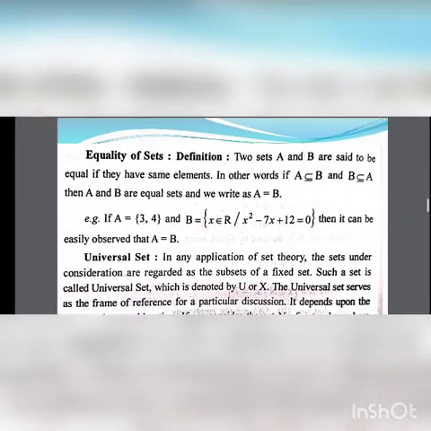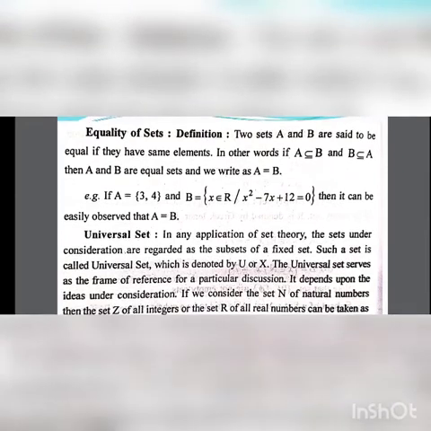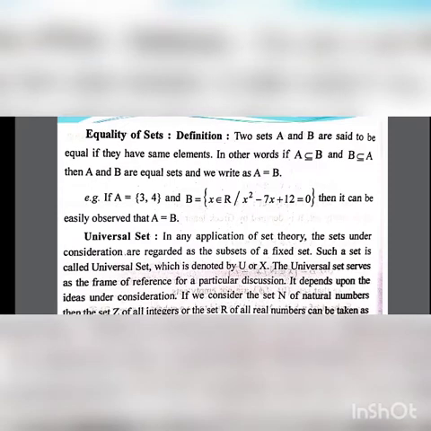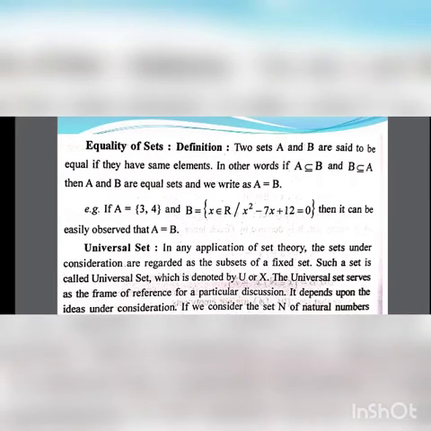Okay. See the next, equality of sets. So what is the definition? Two sets A and B are said to be equal if they have the same elements. Okay. When can we say the two sets are equal? When both sets have the same elements. In other words, if A is a subset of B and B is a subset of A, then A and B are equal sets. Okay, and we write A = B.